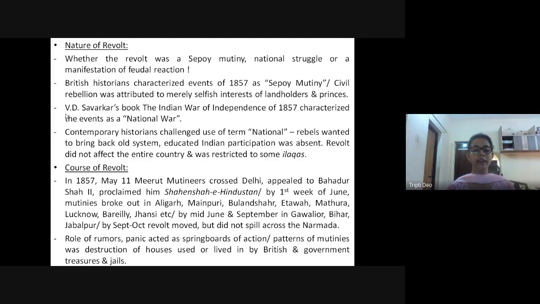The revolt did not affect the entire country and was restricted to some ilakas. Studies from the 20th and 21st century have challenged the use of the word national, because the sense of nation had still not emerged then. Moreover, this revolt had not encompassed the entire Indian subcontinent. Pure Indian subcontinent mein iska phailav nahi hua. We will see the course of the revolt when we talk about how, beyond Narmada, the revolt had not expanded.